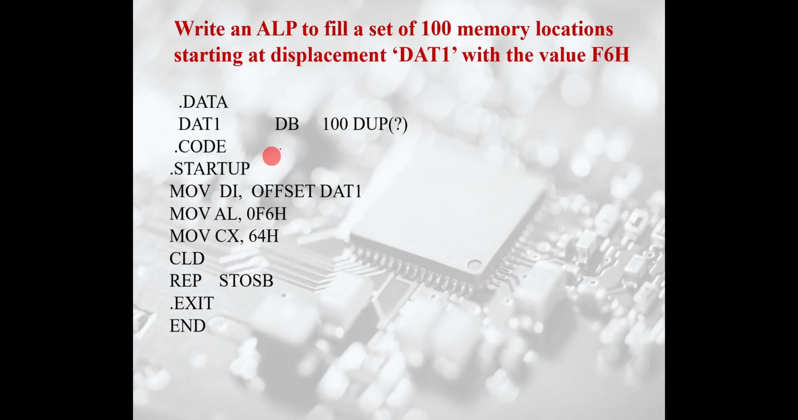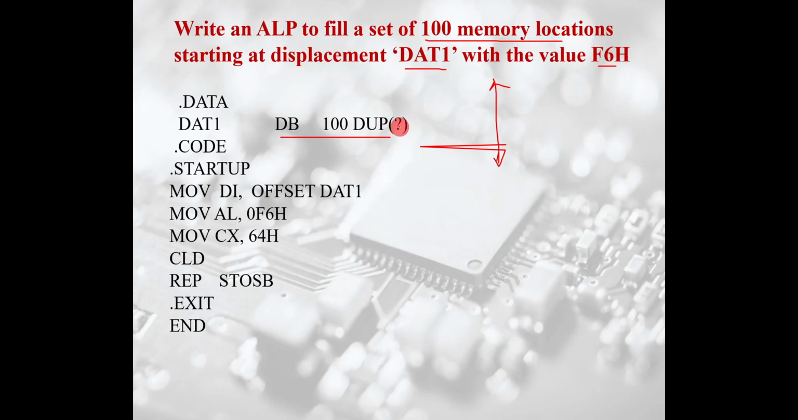Okay, so this is just one example of the store S. What we are doing is we want to fill 100 memory locations. This is the displacement, and starting from here, for 100 memory locations, we want to fill with F6H. So this is like DAT1 and 100 bytes of locations. You can write 100 DUP, it is going to duplicate 100 times. This is just reserving that much space.